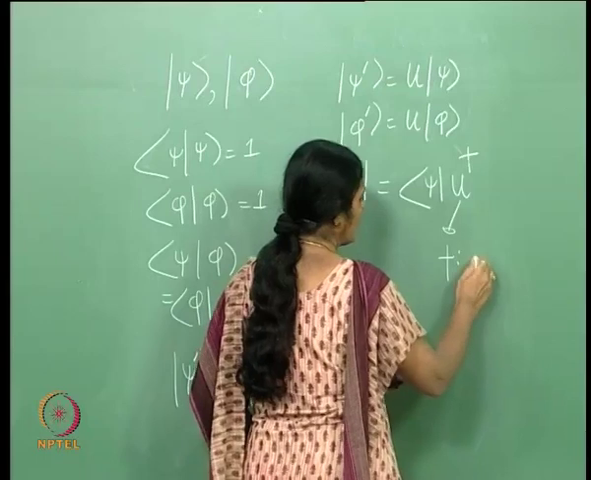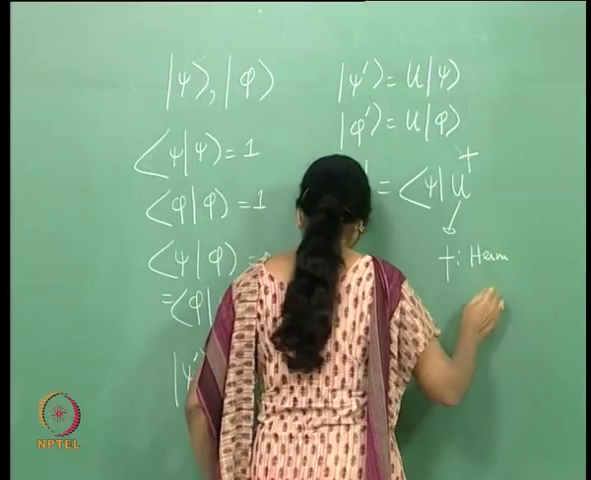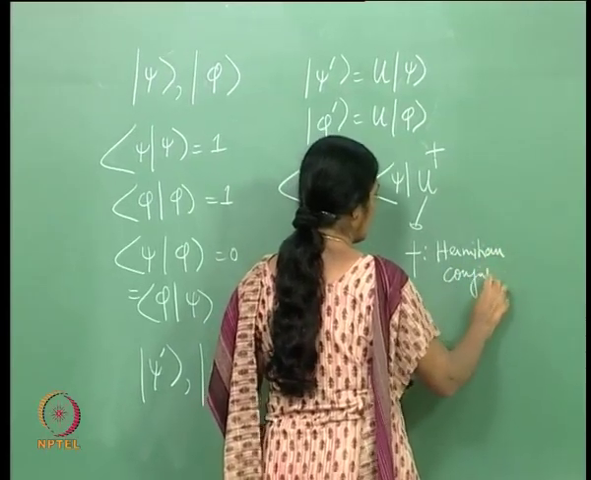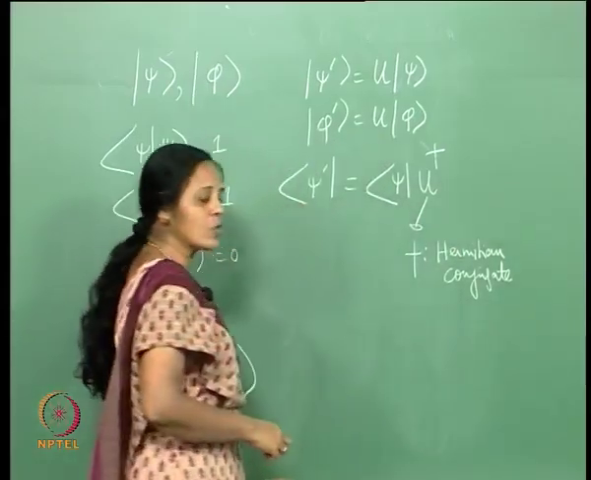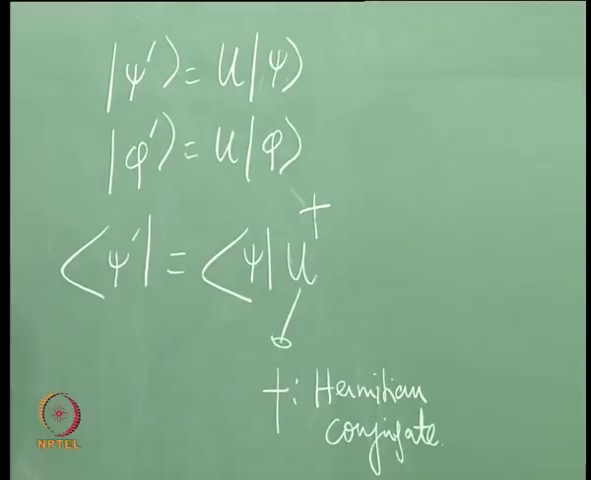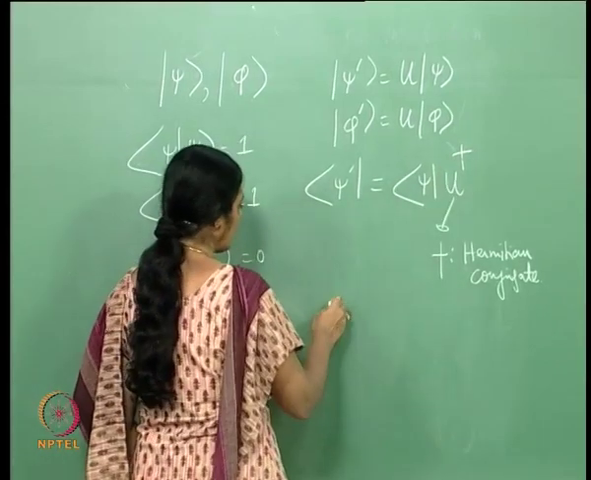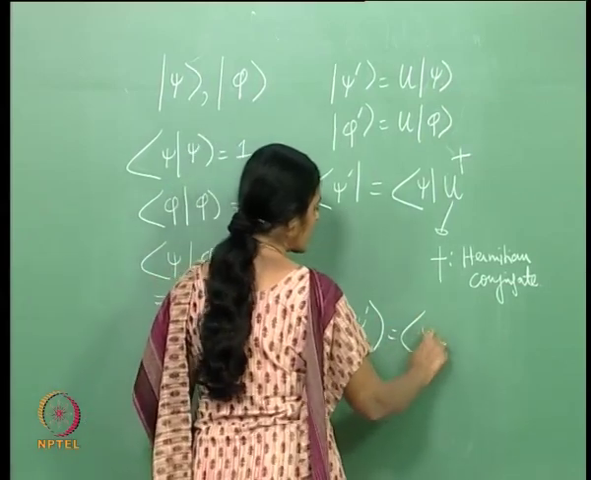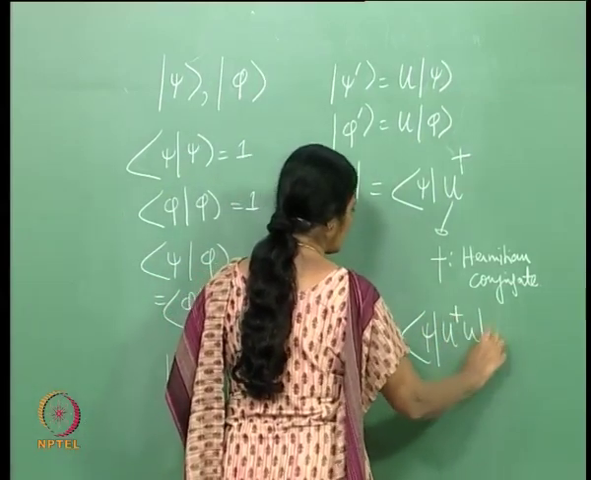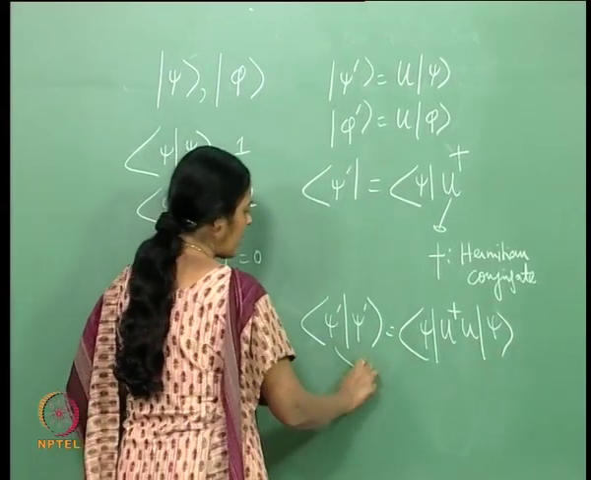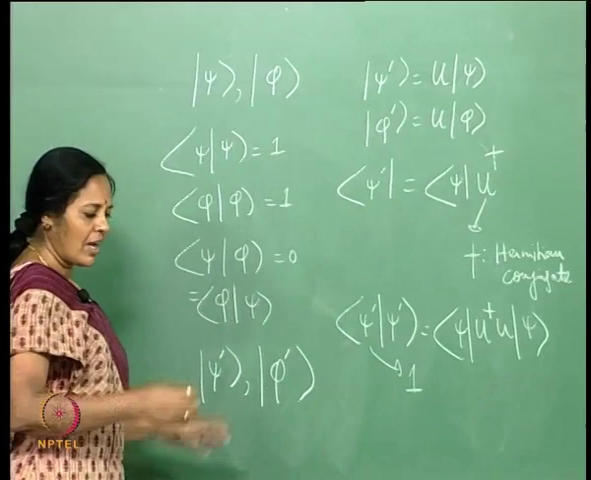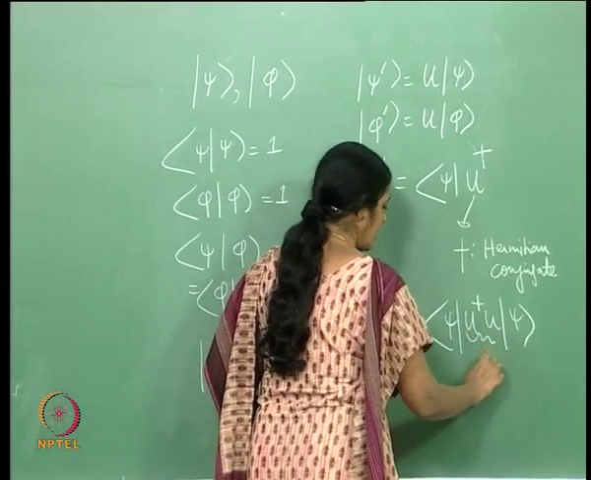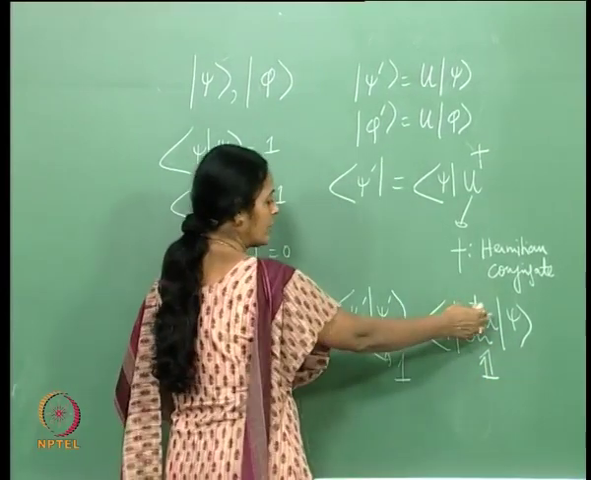This Hermitian conjugate means take the transpose, interchange the rows and the columns, and take the complex conjugate of every entry. So that's U dagger. So what is psi prime? Psi prime is the same as psi, U dagger U psi. But psi prime is again 1. I went from one orthonormal basis set to another orthonormal basis set. It's clear, therefore, that U dagger U is 1.